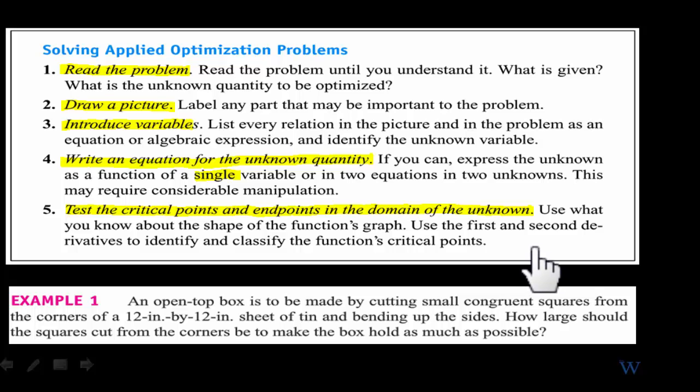the value of the variable maximizes the quantity. An open box is to be made by cutting small congruent squares from the corners of a 12 by 12 inch sheet of tin and bending up the sides. So how large should the squares be that are to be cut from the corners to make the box hold as much as possible? So right here, when you say you want to find out how much the box will hold as much as possible, that means it has to do with the volume of the open box.